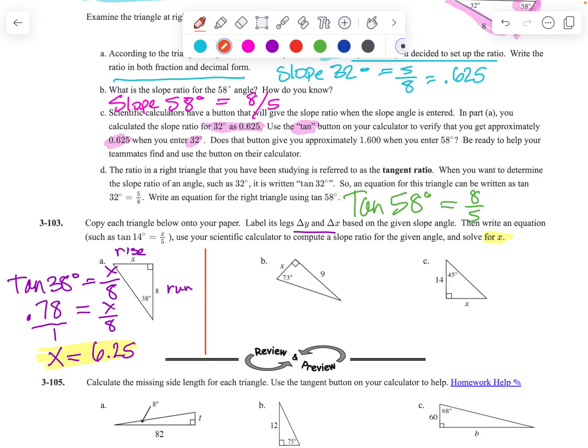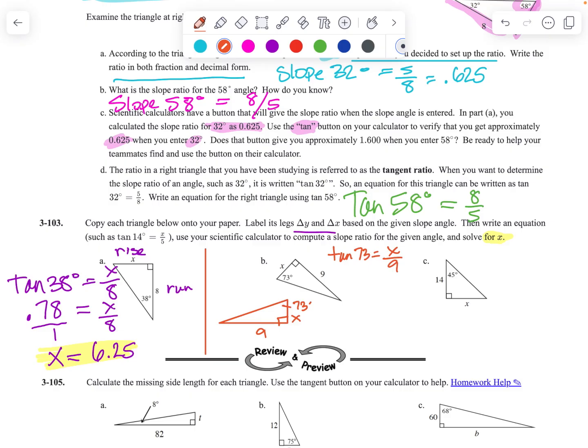Okay, once again, I could redraw this. If I wanted to make it a little bit more clear, I could redraw it. And this one up here is my 73. And this down here is my 9, and this is my x. So, if I wanted to use the tangent of 73, then I'm going to write down tangent of 73 is rise over run. If I look at this 73, my rise is x, my run is 9. So I'm going to say x over 9 for rise over run.